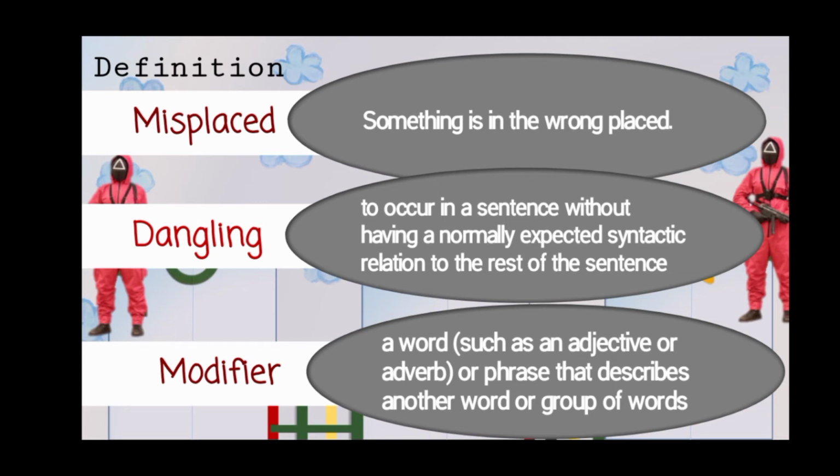It is a word such as an adjective or adverb or phrase that describes another word or group of words. A modifier could be a word, a phrase, or clauses that we use to describe or to clarify and give more details to another part of the sentence. So the adjectives and adverbs are both modifiers that should appear right next to the word they describe. I will explain further these three words later on the following slides.